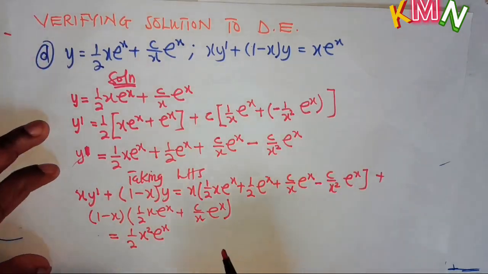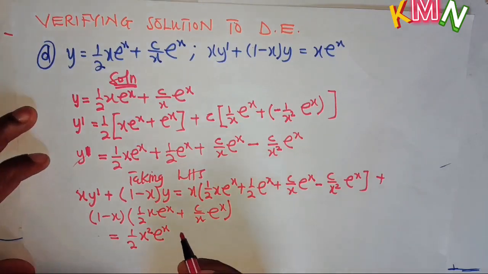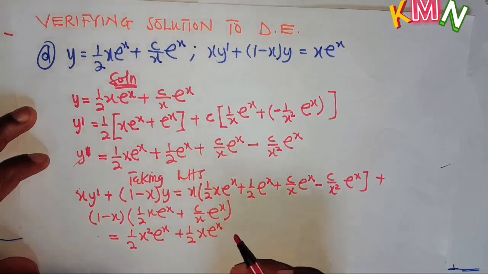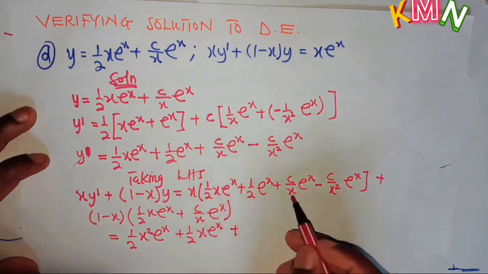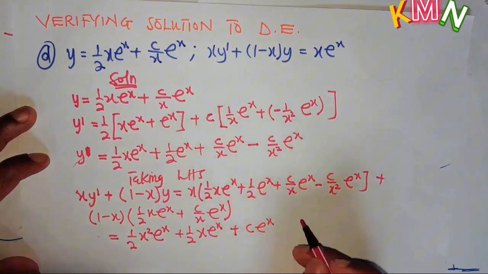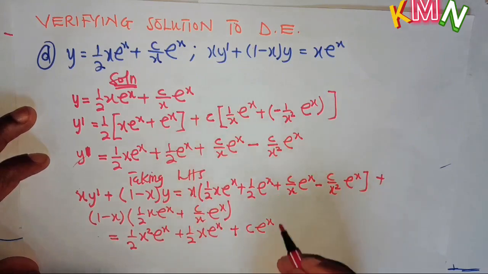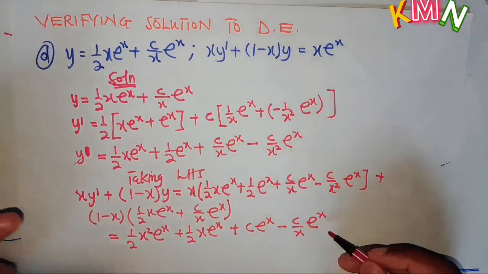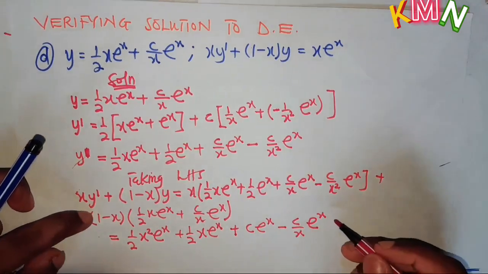Then this by that will also give us plus half x e power x. This by that will give us plus, so when multiply there, this will cancel that. So we are going to get c e power x. Then this by that, we are going to minus c on x, because one of these will cancel this, e power x. Then now this need to expand.